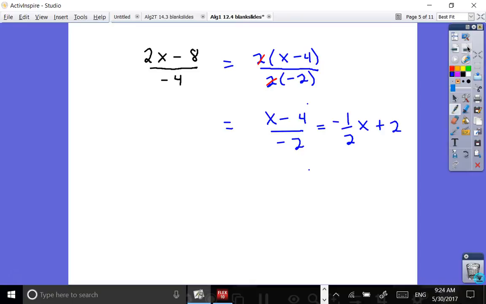Negative 4 is not a common factor because negative 4 doesn't divide into 2. 2 divides into negative 4, but 4 doesn't divide into 2, right? Because it's bigger than 2. So you're going to look for the biggest number which divides into everything that you're looking at there. Okay, try this one.